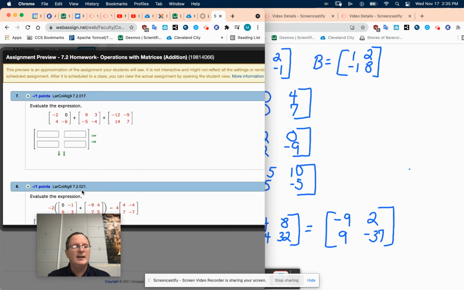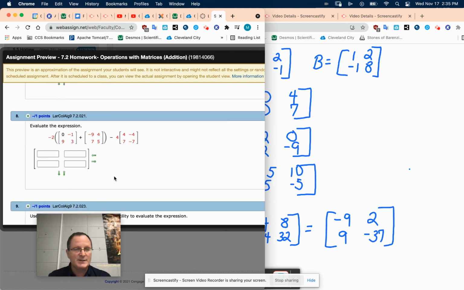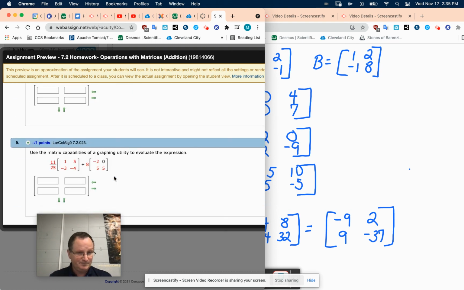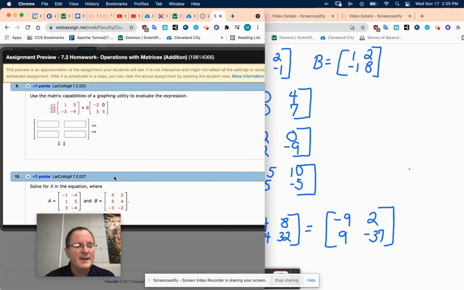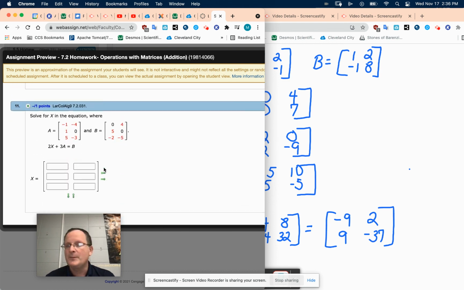All right, and then number 7, you're just adding straight across. Number 8, you're distributing and then subtracting. I mean, this is just, I don't think we need to have examples on all these. Yeah, 10's the same thing. Two of these plus 2 of these, all right? 11's different. I'll do that one.